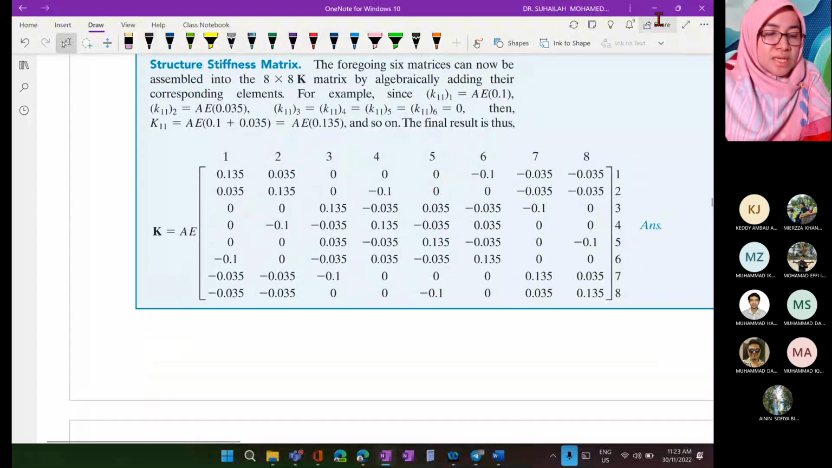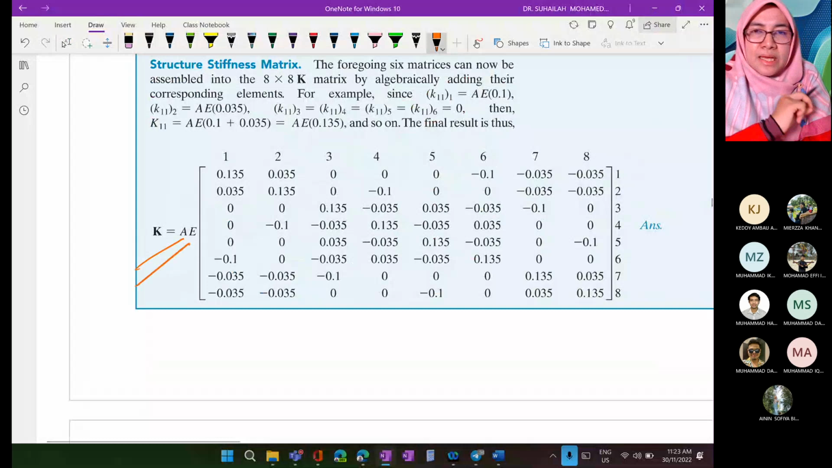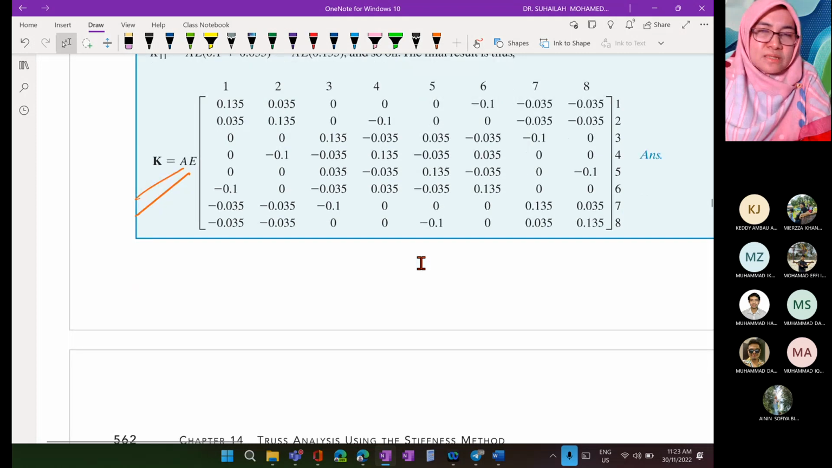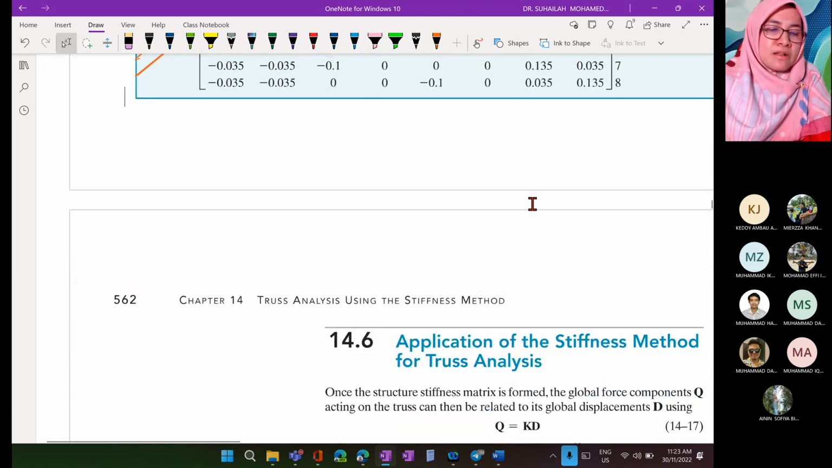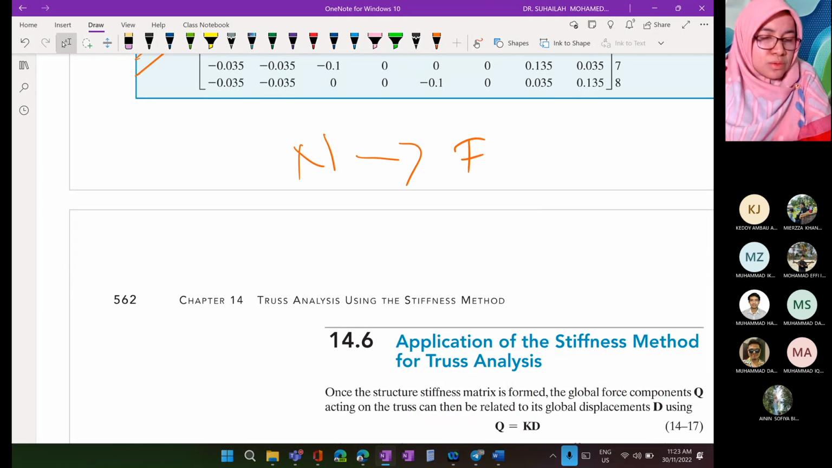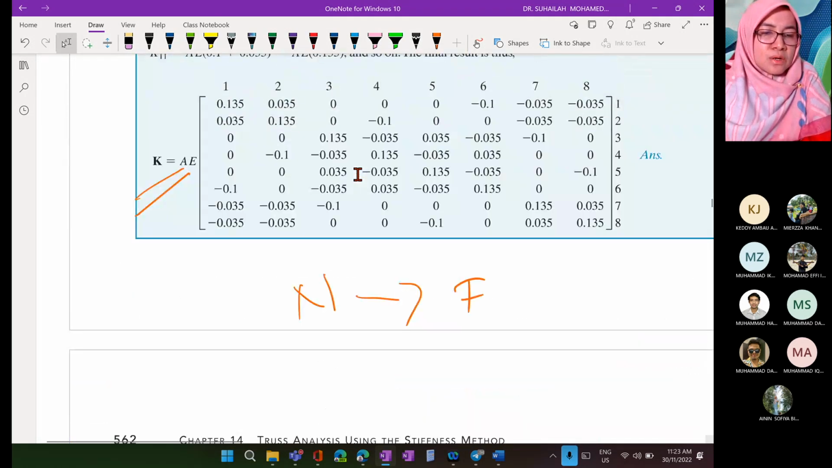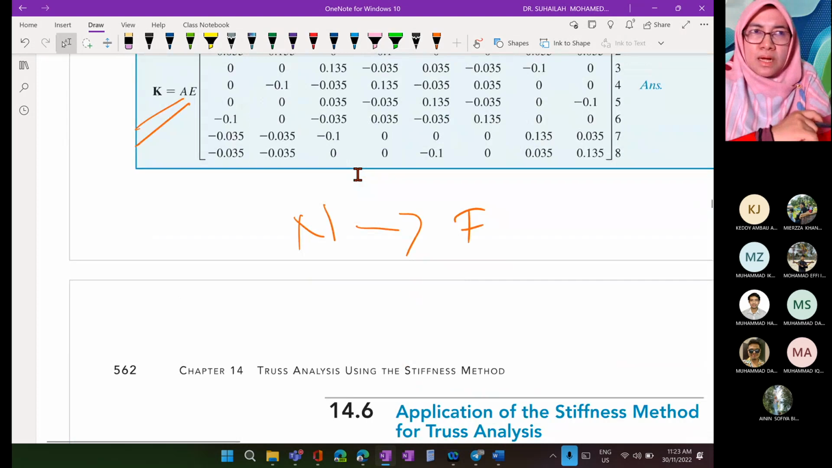And the structure stiffness matrix always is written in order, 1 until 8 in order. But not for element stiffness matrices, because for the element stiffness matrix, we will label from near to far. Okay, so this is just about how we establish element stiffness matrices.